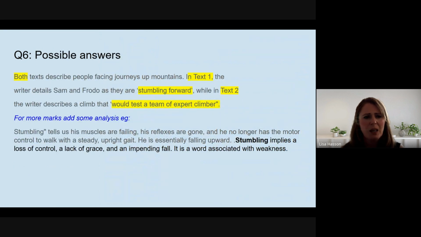Okay, so possible answers. You might talk about, for example, how both texts describe people facing journeys up mountains. So in text 1, the writer details Sam and Frodo as they are stumbling forward, whilst in text 2, the writer describes a climb that would test a team of expert climbers.